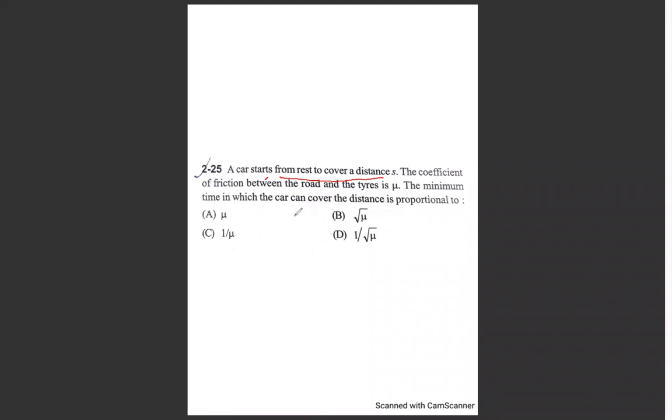We are required to find out the minimum time in which the car can cover the distance is proportional to what power of mu? Yes? No, no, it's not B.